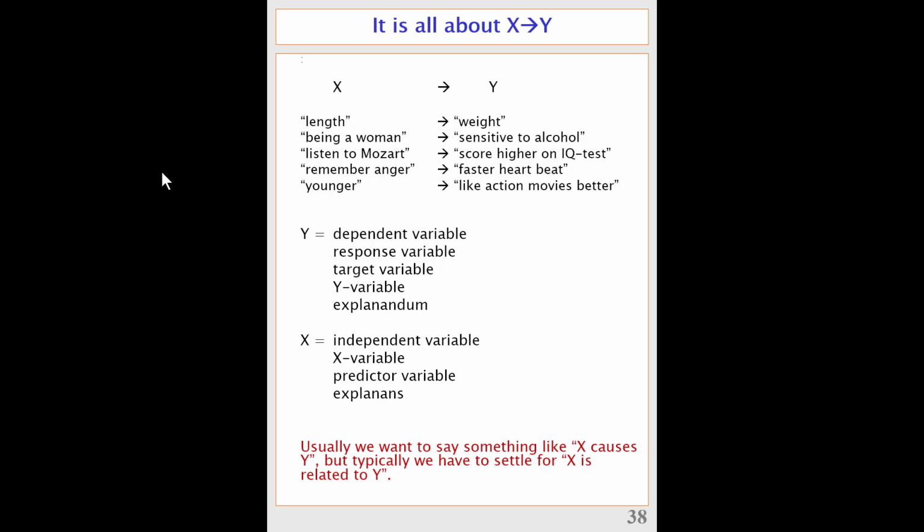Very often, especially for experiments, you want to be able to say something of the kind, okay, x is actually causing y. But very often for the data that we have, the best that we can do in the end is, okay, x is related to y. We don't really know that x is doing it, but we do know that there is a relation of the kind, okay, if x is going up, then y is going down, or the other way around.